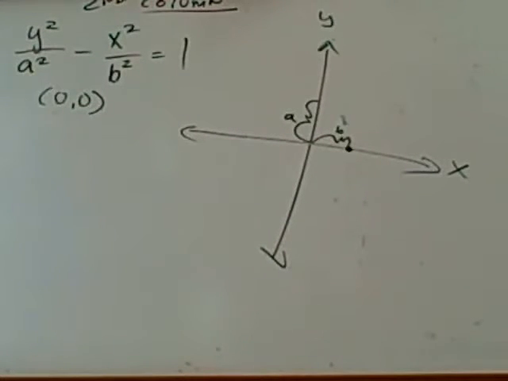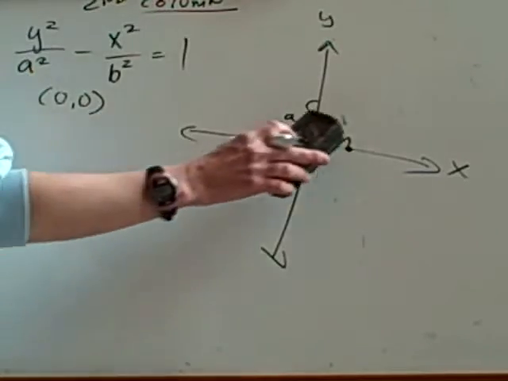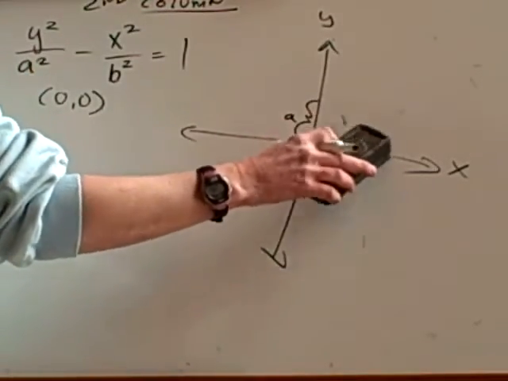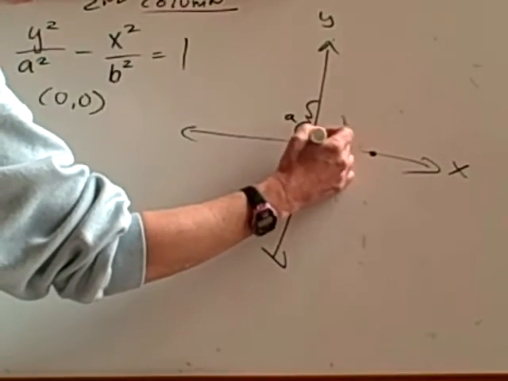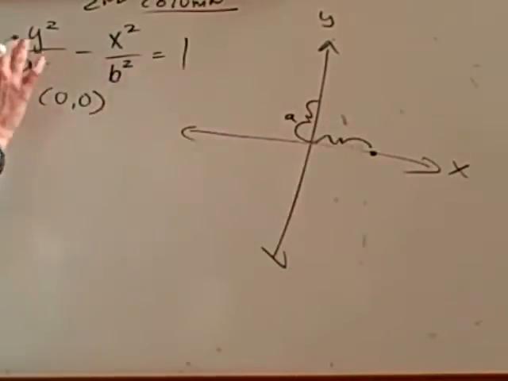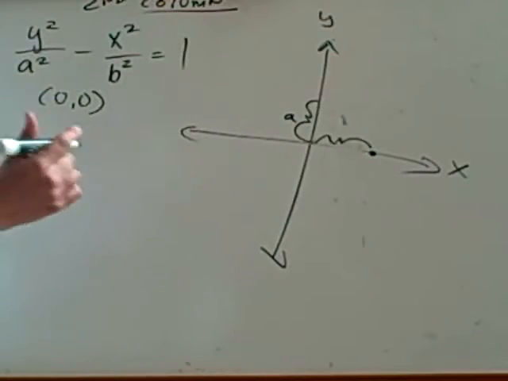Oh, and it doesn't matter if A is bigger than B or not. It doesn't matter which one's bigger. Whichever one's first is the way. It deals with the sign. Whichever one is with the positive term is the transverse axis. The other one's the conjugate axis.